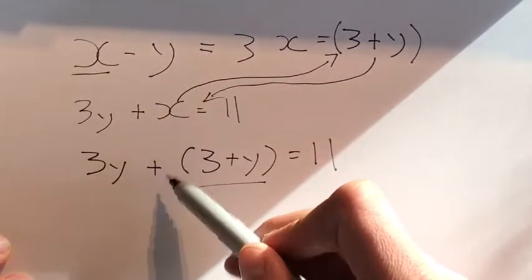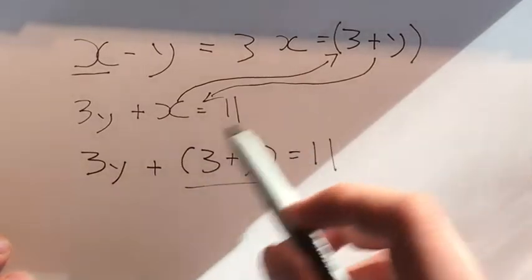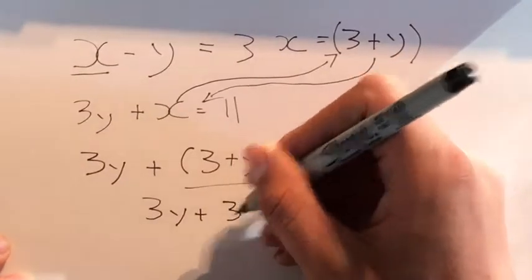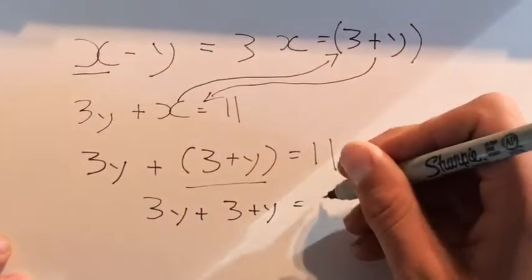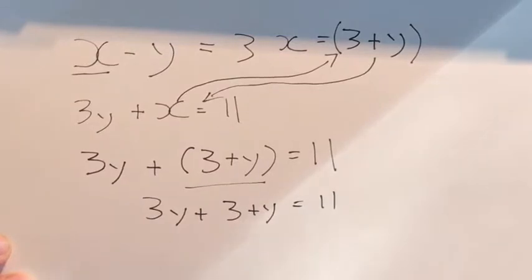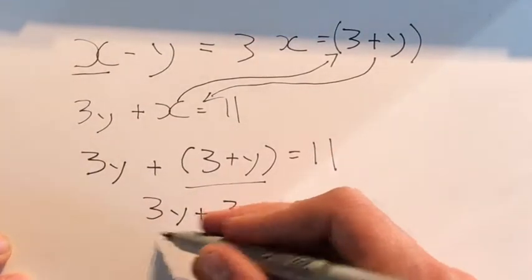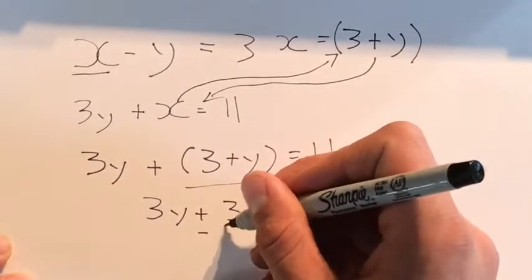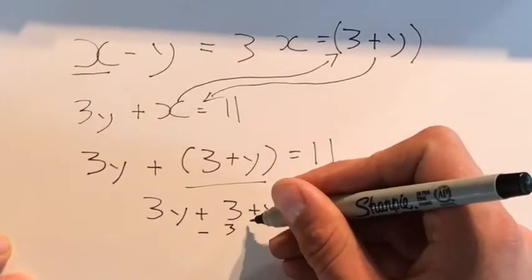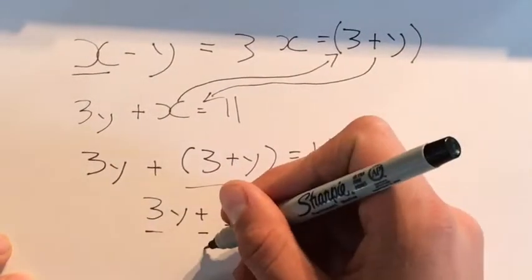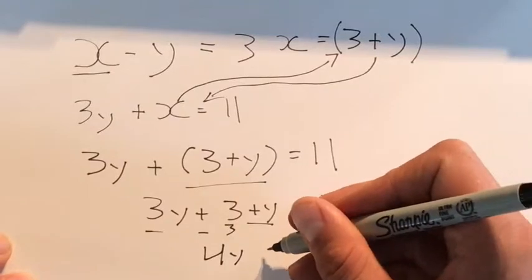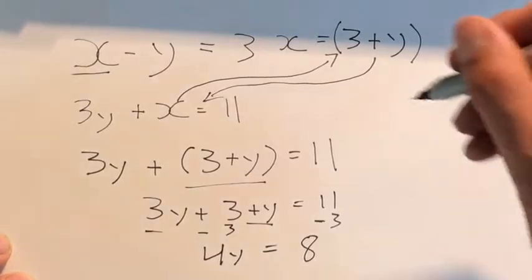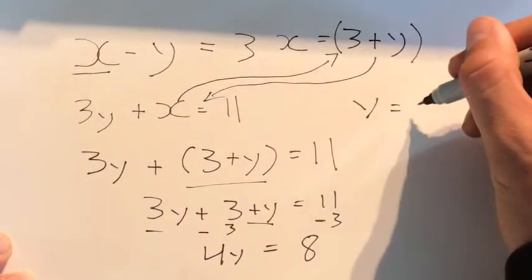So, because there's nothing right here, or at least this is a positive 1, this will remain the same. Get rid of the parentheses. We have 3y plus 3 plus y equals 11. Then from there, you just add the like terms. I see that these y's will go together, and I see that this 3 is here. So I'll subtract 3 from both sides, and I will combine these two terms. That'll leave me with 4y equals 8, so y equals 2.